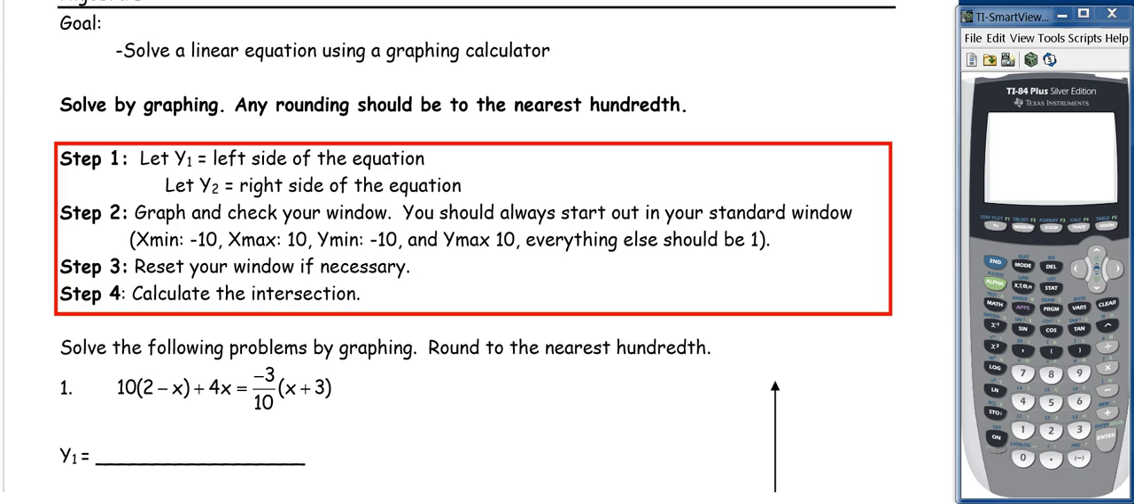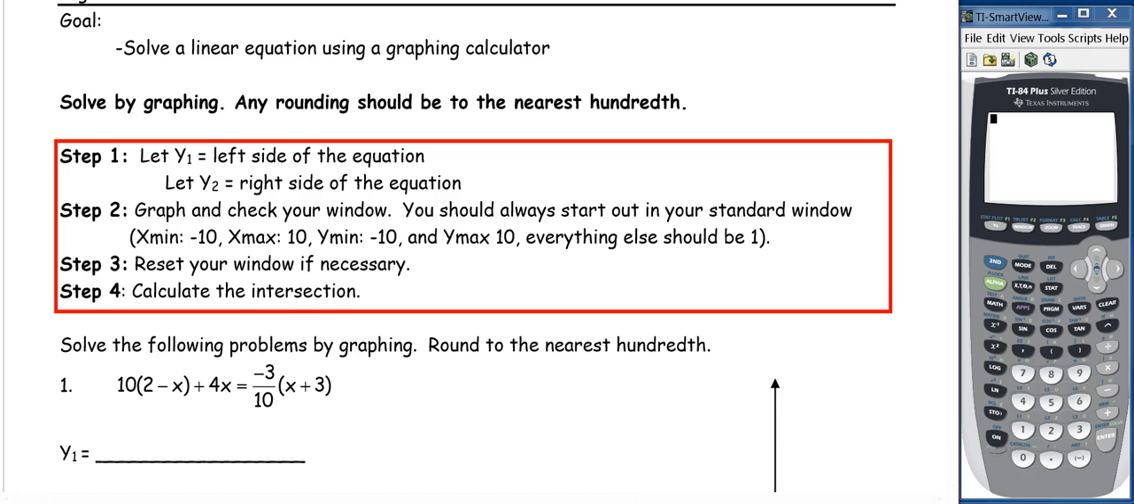When we're using a graphing calculator, all rounding should be to the nearest hundredth, which means 2 decimal places. So remember, anytime that we are doing rounding on a calculator, it's your nearest hundredth or 2 decimal places. So step 1 is to look at your first equation, and you're going to call y1 whatever's on the left side of the equal sign, and whatever's on the right side of the equal sign, y2. You're going to graph, and then find the intersection.